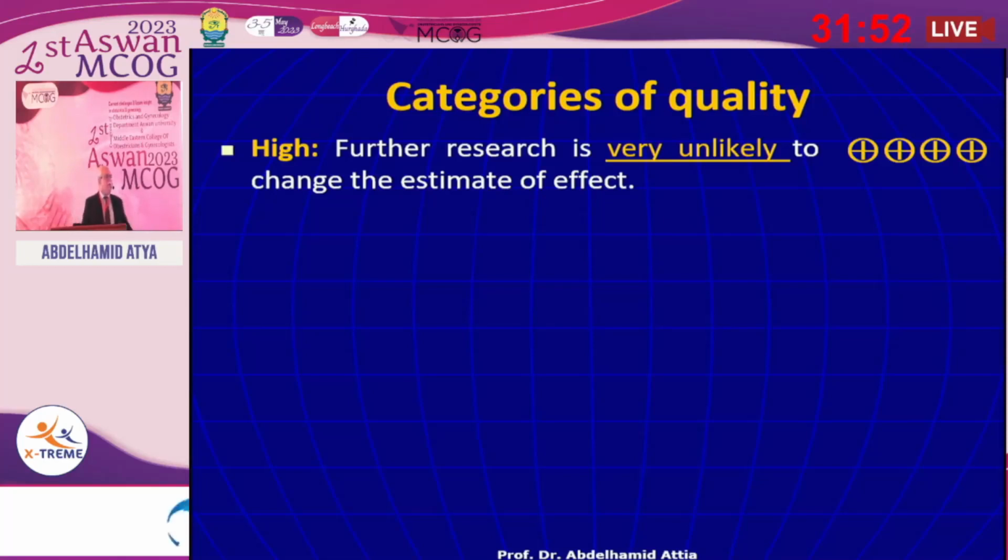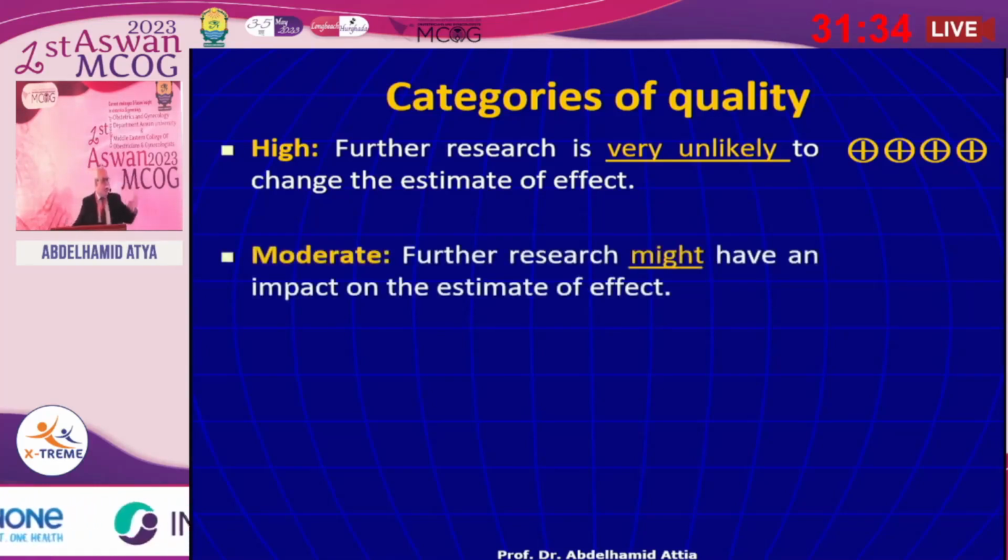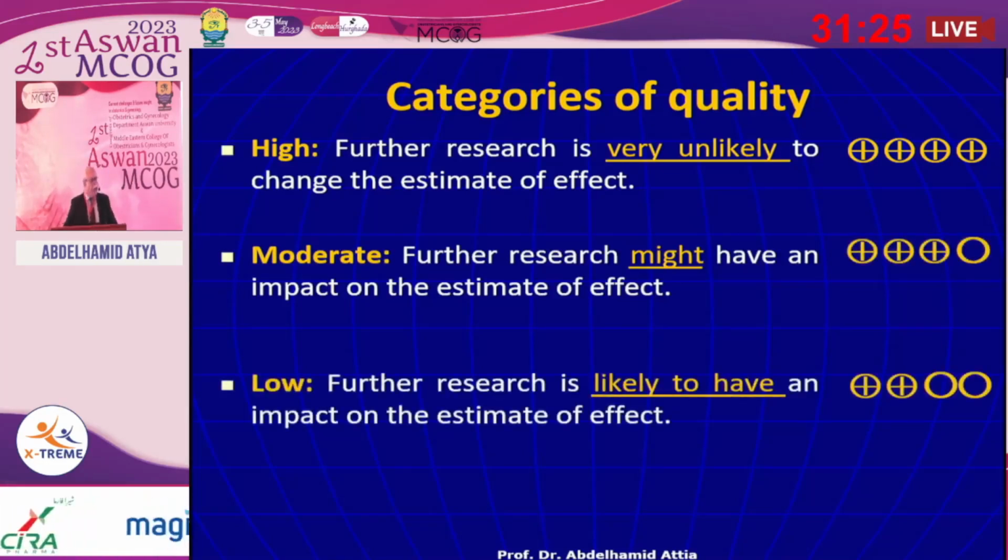If they have a very high level of evidence, they say that this is very high quality evidence, which simply means that further research is very unlikely to change the evidence or the estimate. And they give it 4 circles with 4 pluses inside. If they write that this is moderate quality evidence, this means that further research might have an impact on the estimate, and they give it 3 circles with a plus inside and 1 empty circle.